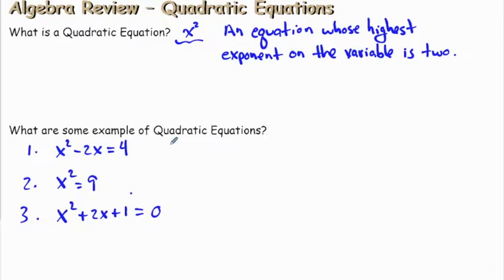The first one is a quadratic equation that's not in standard form. Standard form requires a 0 on one side of the equation and all of the terms in order from highest exponent to lowest. So this is an example of standard form at number 3.